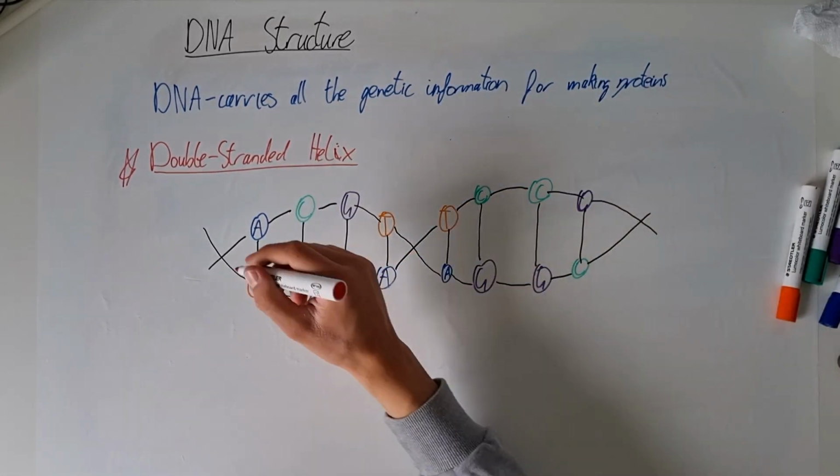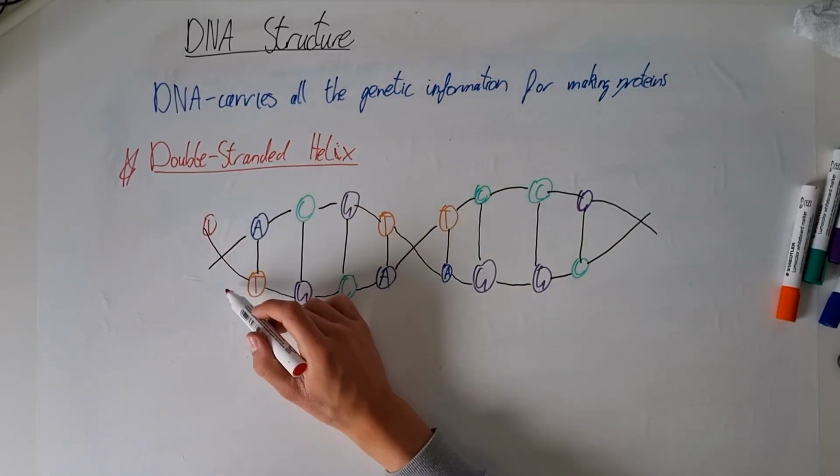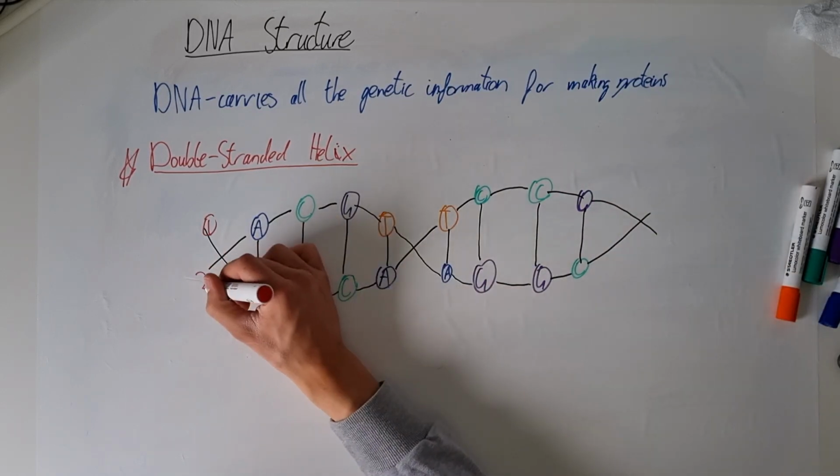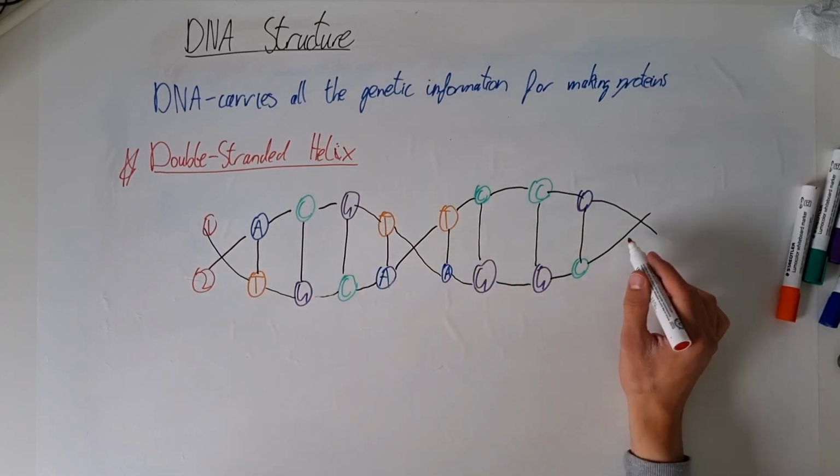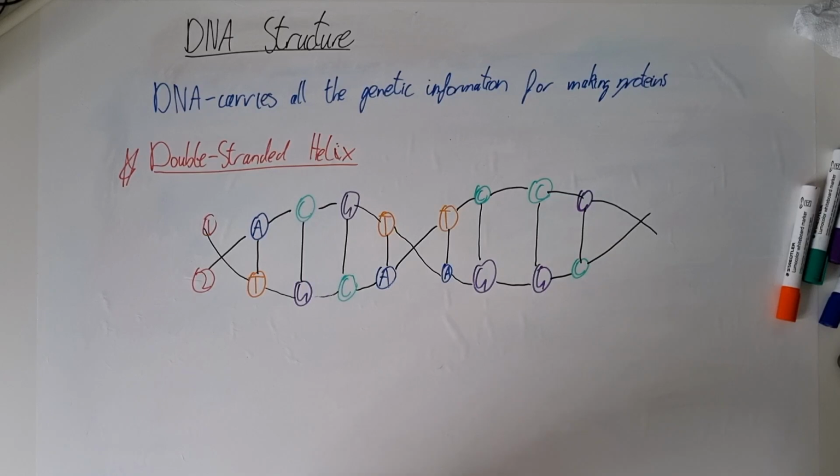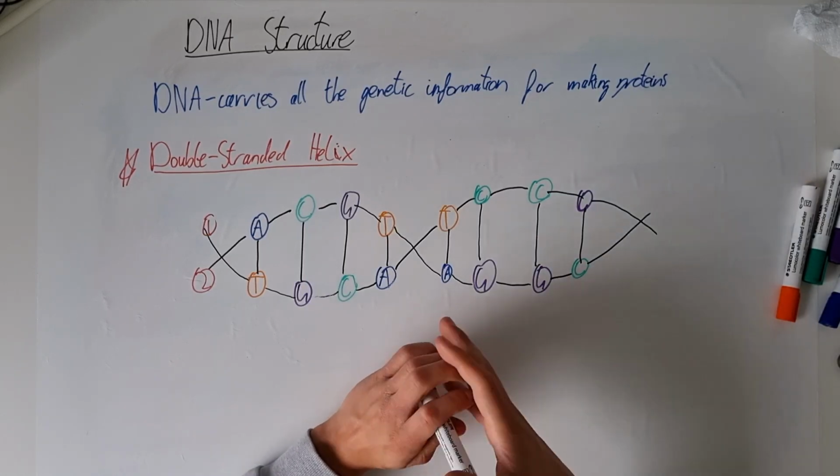it has two strands. Here we have strand 1, which goes up here and down, and here we have strand 2, which goes up and down. Basically to just show you that we have two strands, so it's called the double-stranded helix.